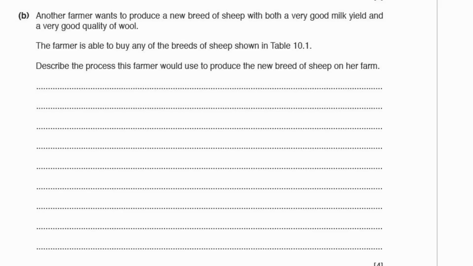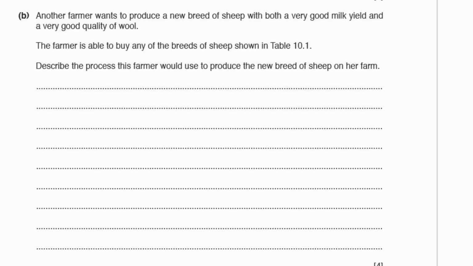B. Another farmer wants to produce a new breed of sheep with both a very good milk yield and a very good quality of wool. The farmer is able to buy any of the breeds of sheep shown in table 10.1. Describe the process this farmer would use to produce the new breed of sheep on her farm. So we need to figure out which sheep this farmer should use and describe the process of selective breeding.